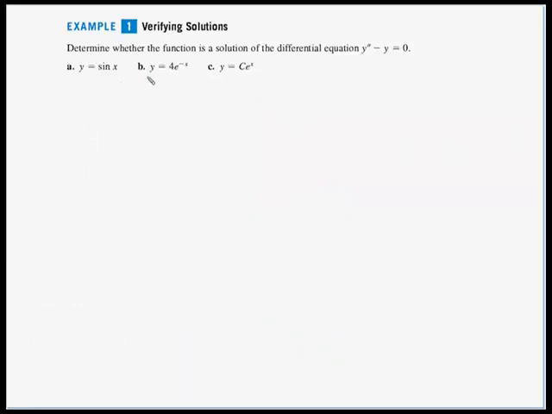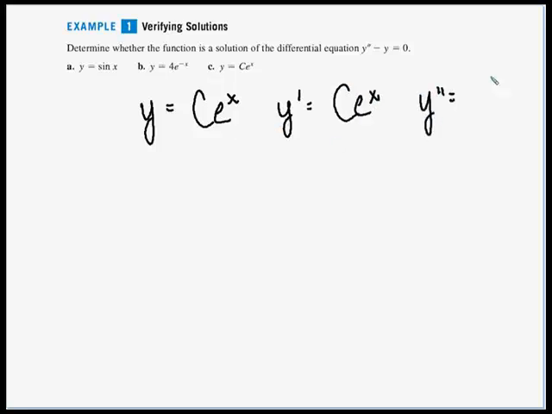This looks pretty similar to what we had in B, but now instead of a 4, there's just a c there. And you know, c is just a number. It's a constant. y equals c e to the negative x. Oop, well, it's positive x. c e to the x. So the first derivative, y prime, would be c e to the x. And the second derivative would be c e to the x.